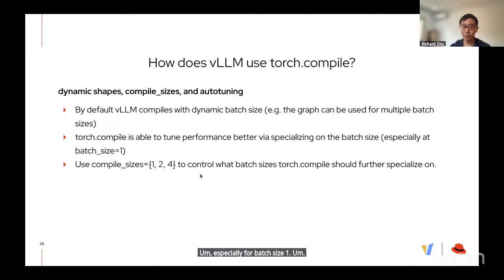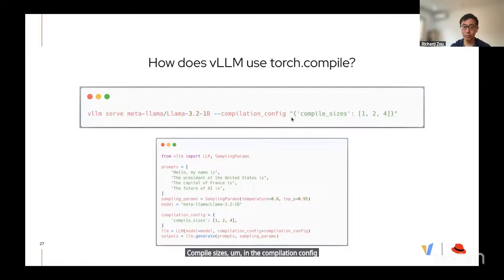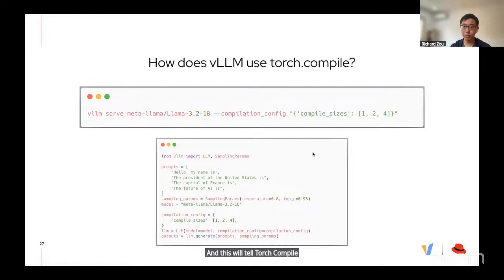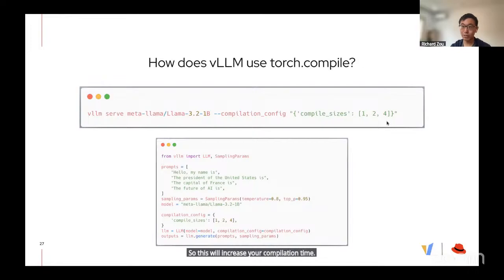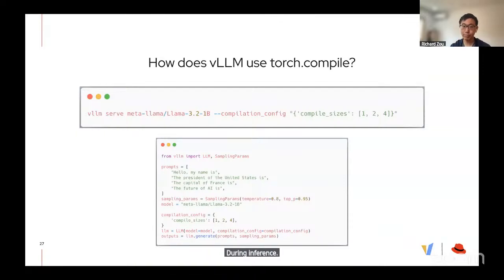The way you do this is you pass compile sizes to vLLM, in the compilation config in the online case, or the same thing in the offline case. This will tell Torch Compile to specialize on batch sizes 1, 2, and 4 for your model serving session. When Torch Compile specializes on these batch sizes, it will do a separate compilation for each batch size. So this will increase your compilation time, but the performance gains can be worth it if you know that you are going to be using these specific batch sizes a lot during inference.